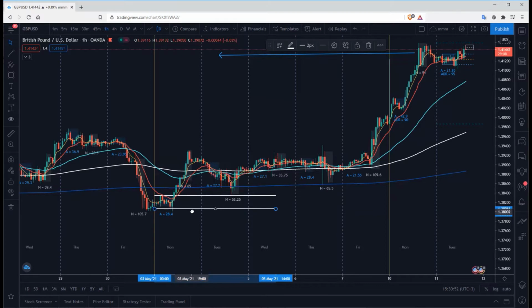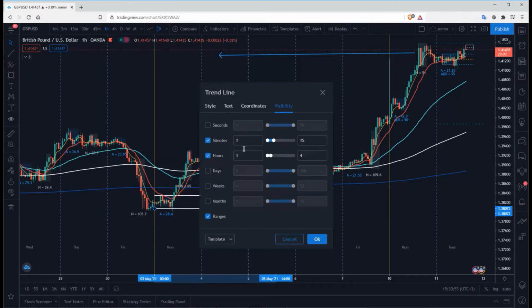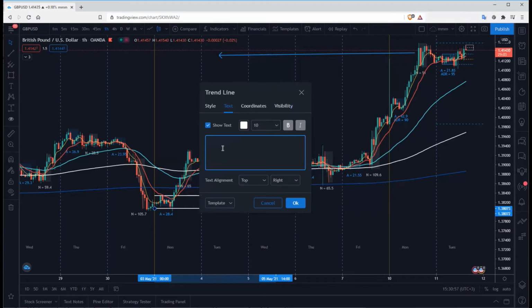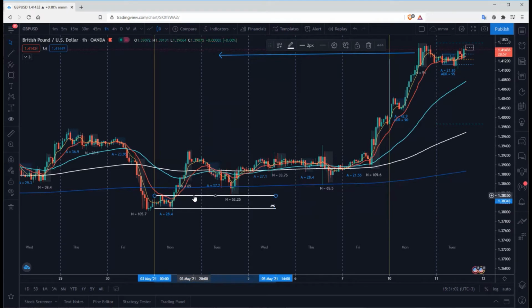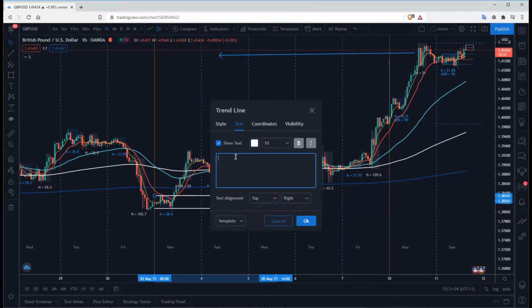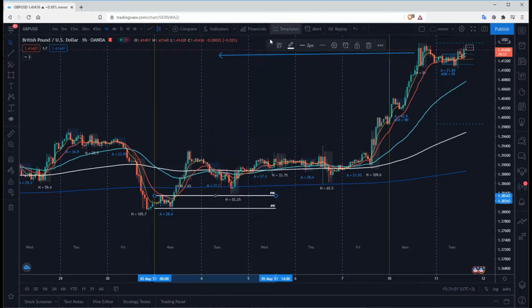Right? So that's my psychological support and resistance. So I'll go in edit text, and this is PS and we have the PR right there, right? We have the PR right there. What they did last week was a different form that I'll not talk about. I'm not going to detail it.